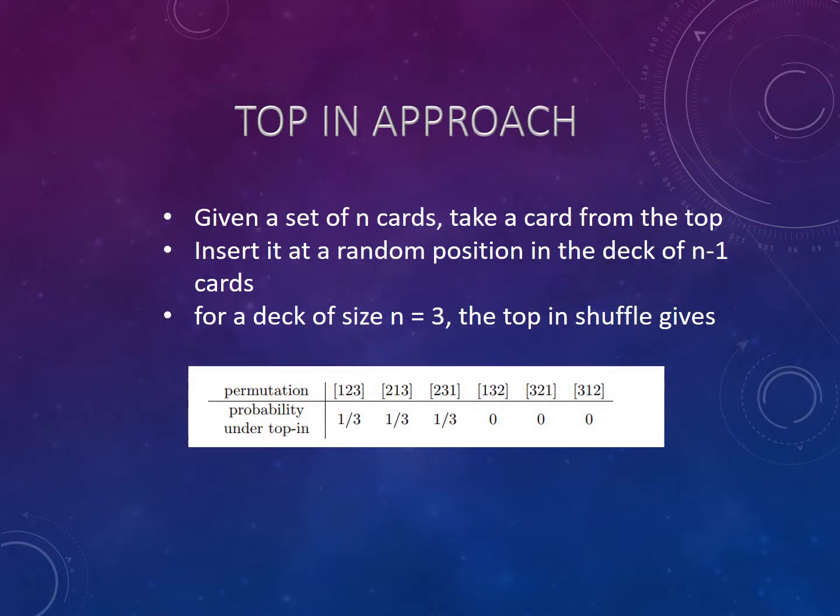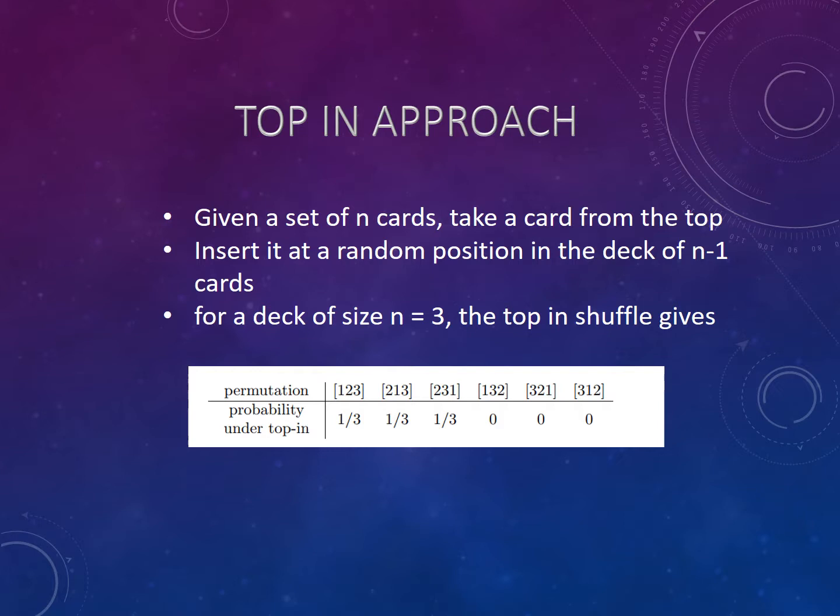The first approach in card shuffling is the top-in approach. Under the top-in approach, we have a set of cards. We just take the topmost card and plug it into different positions randomly in the remaining cards. For example, if we have a deck size of 3 cards and we take the topmost card, we can either place it in the second position or in the middle of the other remaining 2 cards.